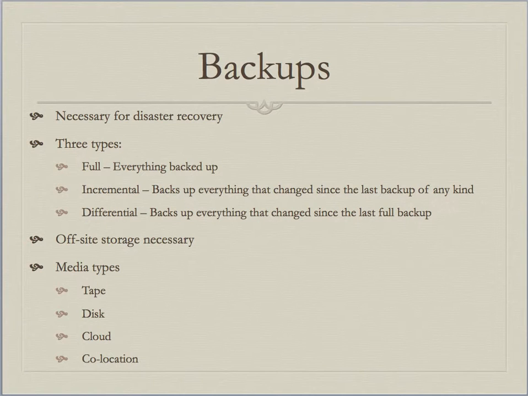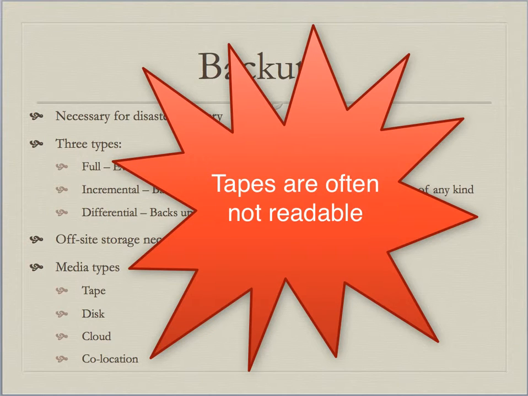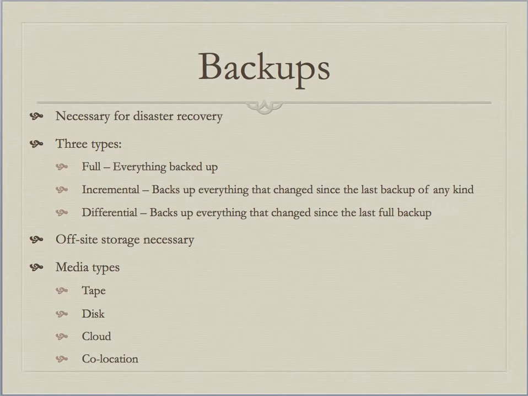Tapes are problematic. In many cases, I've been unable to restore backups from tape, and they're very slow. So things that have started to take off in a big way for backups are disk backups, cloud, and co-locations. A disk backup uses a specially designed solution that instead of sending the data to tape, simply sends it to disk. Disk is less expensive, but again, you still have a backup that is on site, and somehow you have to get it off site unless your disk backup system is at a co-location or in the cloud, which brings us to cloud backups.